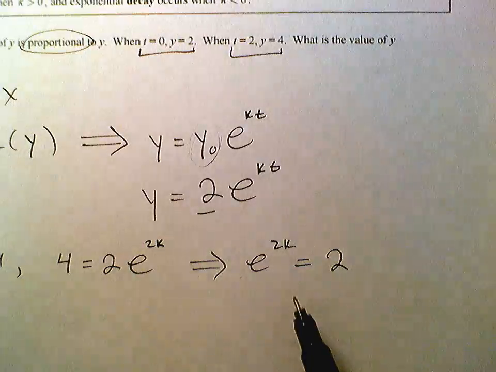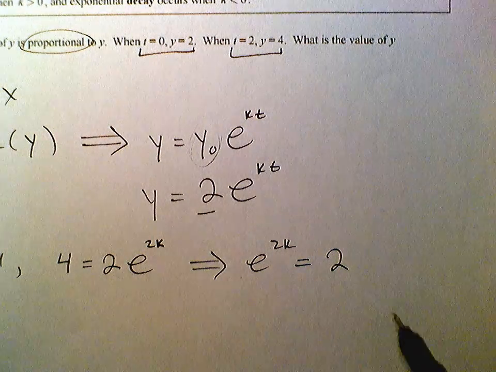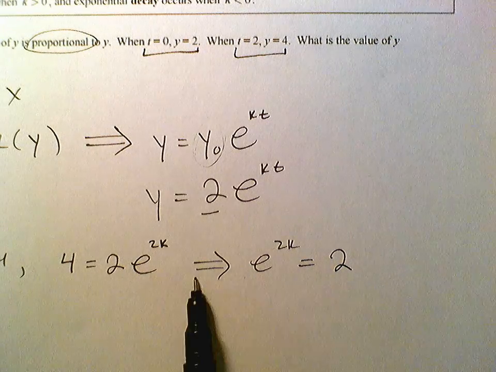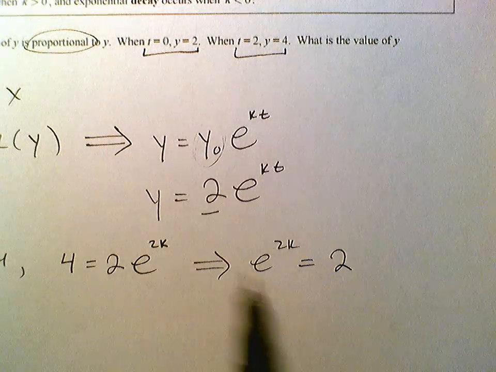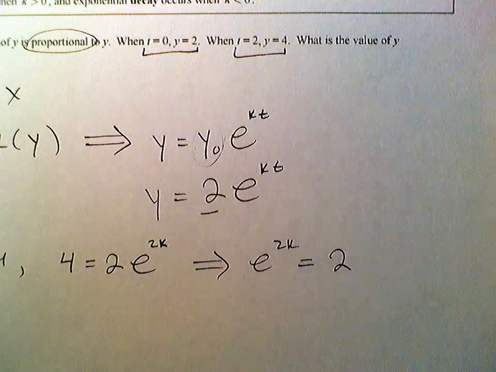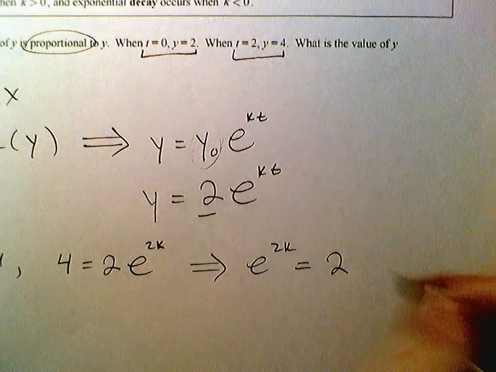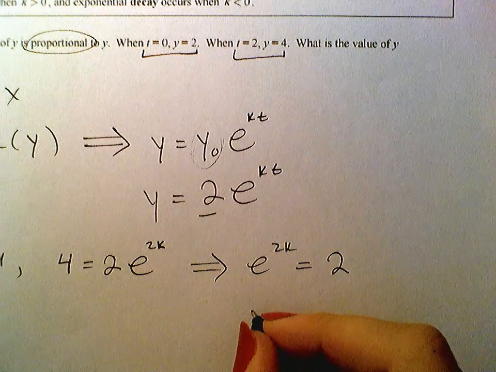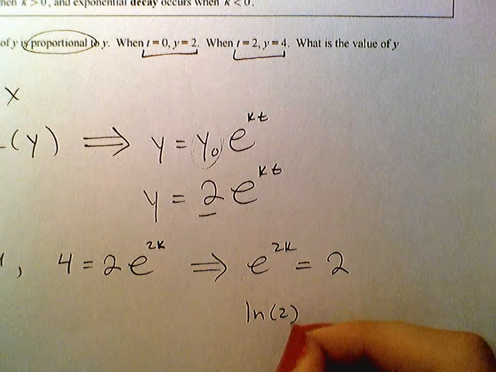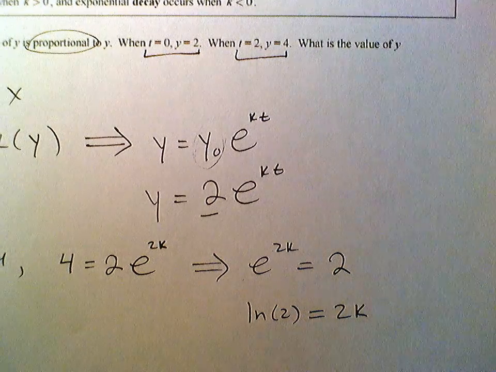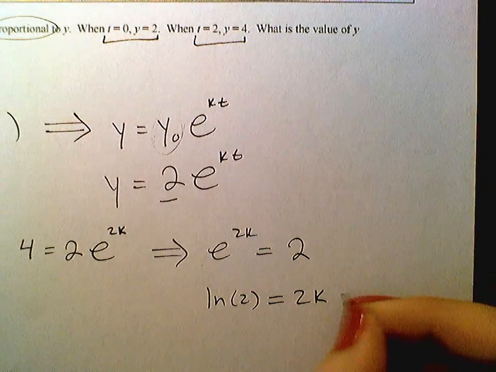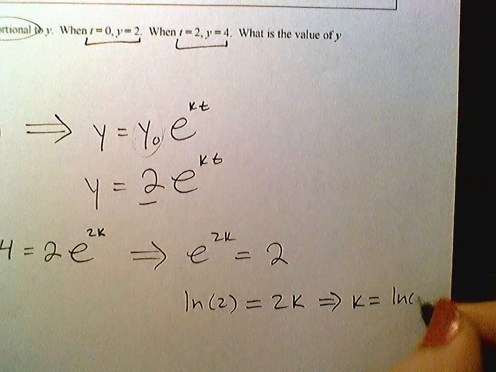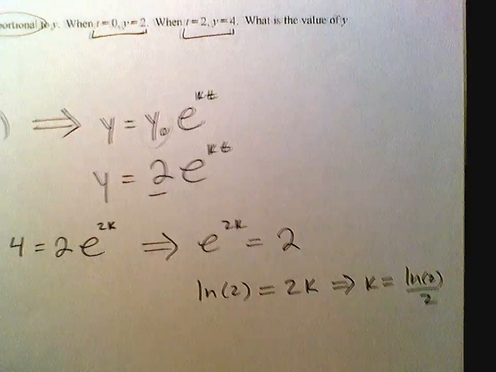You can think of this however you want, guys. You could either take the natural log of both sides to knock down this exponent, or you could just convert to log form or unroll the log. I think that's how some of you think of it. In either case, we'd end up with the natural log of 2 equals 2k. So we've got that k equals the natural log of 2 over 2.